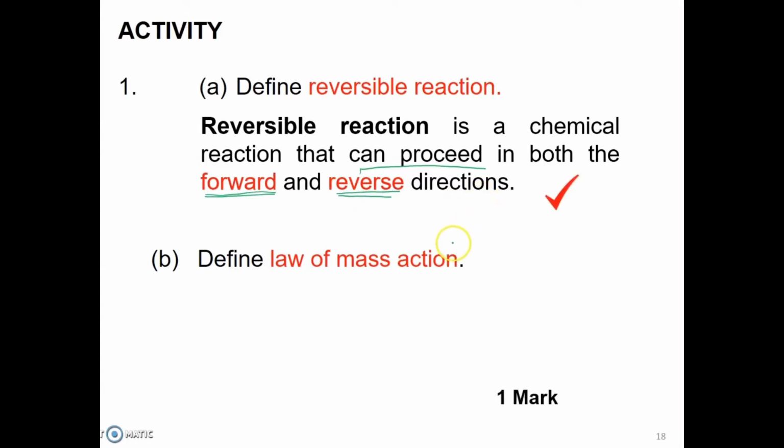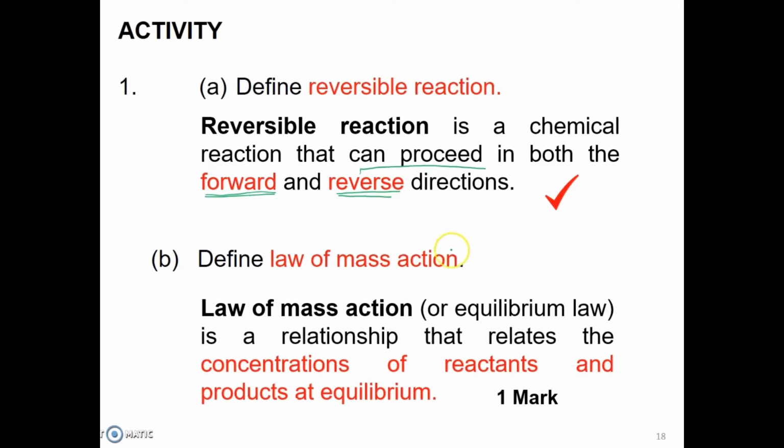And define what is the law of mass action. So the law of mass action, or equilibrium law, is a relationship that shows the relation between concentration of reactants and products at equilibrium. Okay, so this is 1 mark.